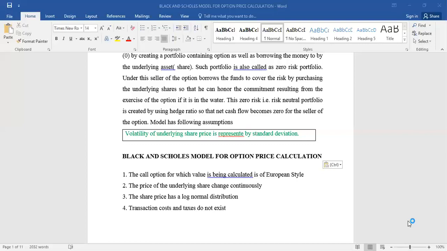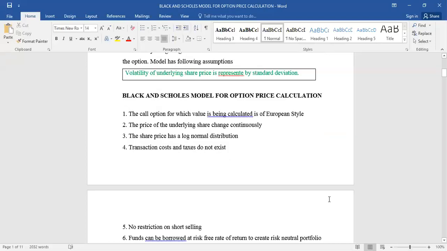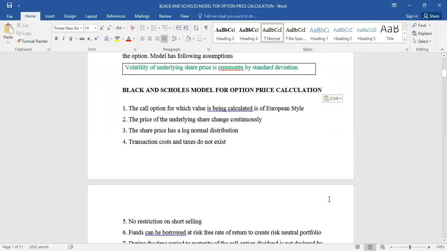So first let us take up how this model works. Basic assumptions of this model: if you remember, in yesterday's class I discussed, the call option for which value is being calculated is of European style. So first of all, whatever option is given to you, whether call option or put option, calculate the premium assuming that it is a call option. Then whatever premium of call option we get, we can convert that into the premium of put option using put-call parity. So the first step is to assume that it is a call option and of European style.